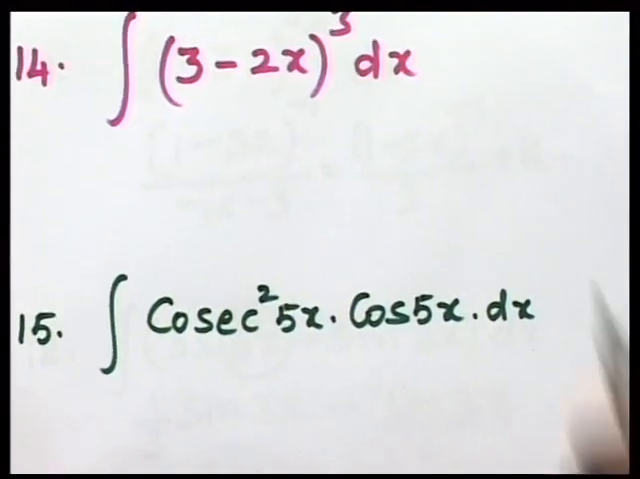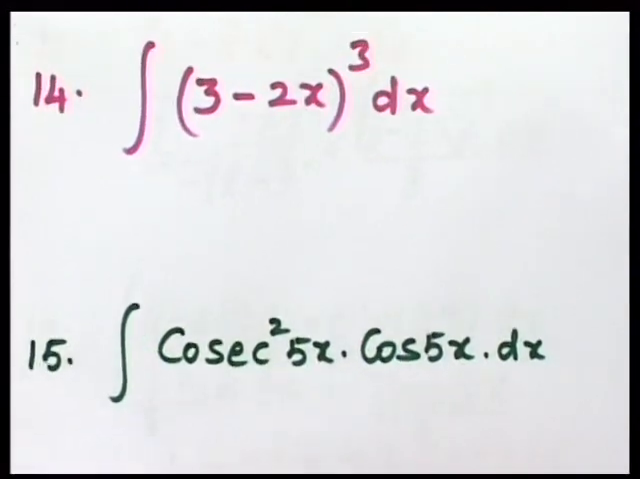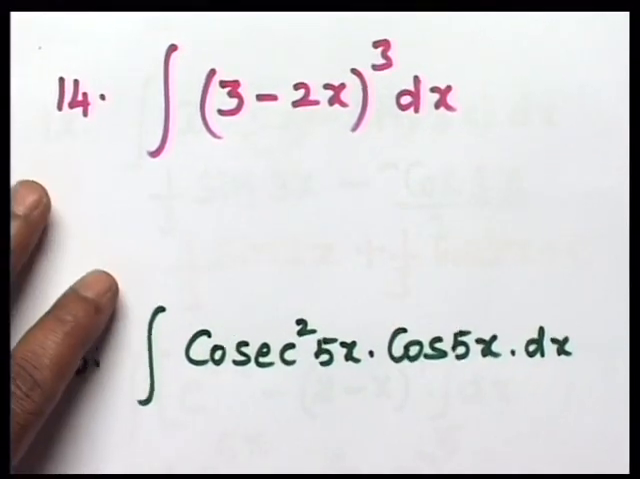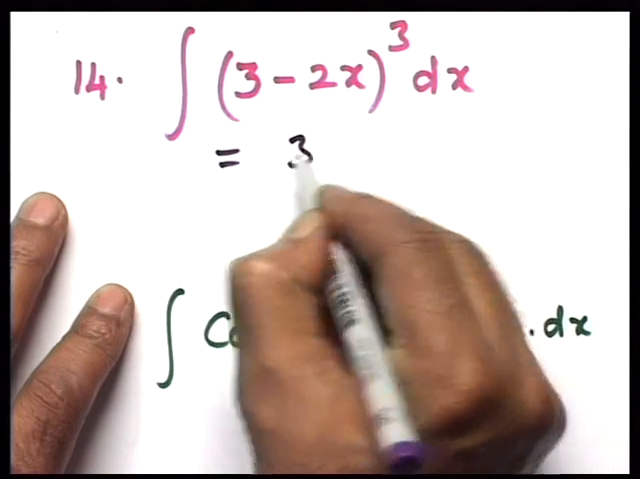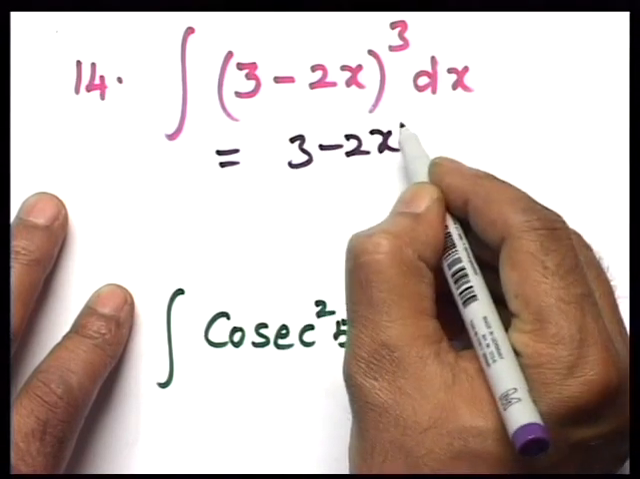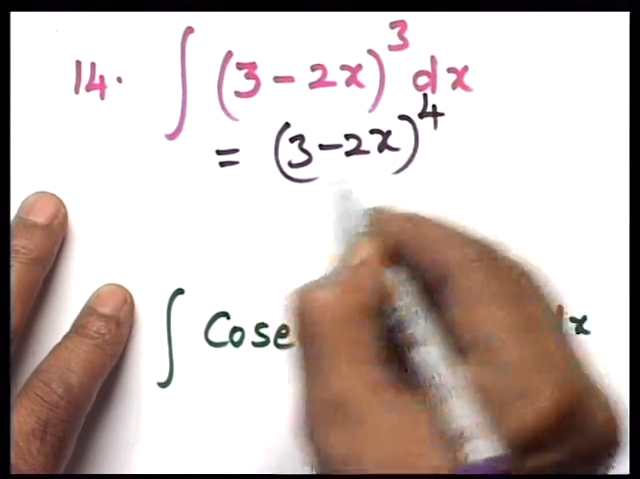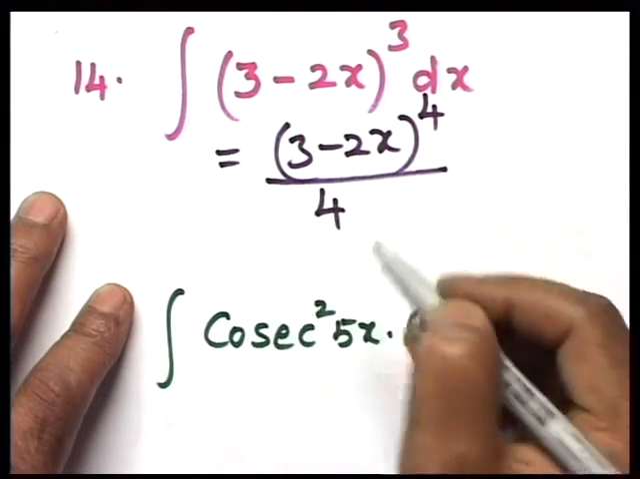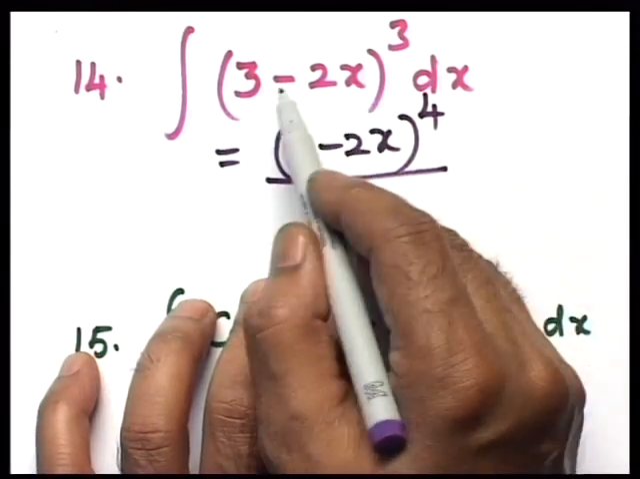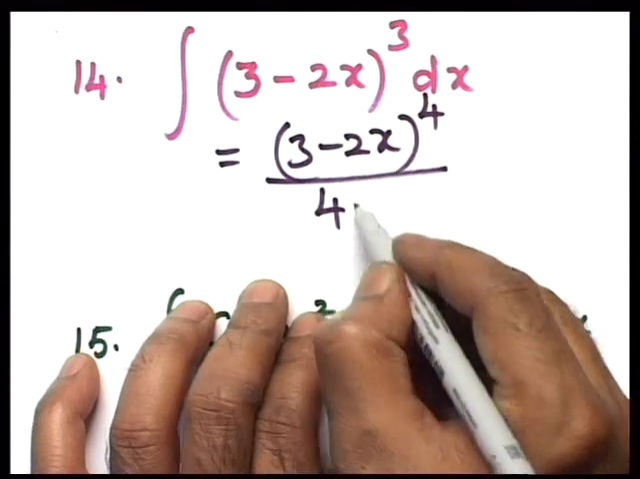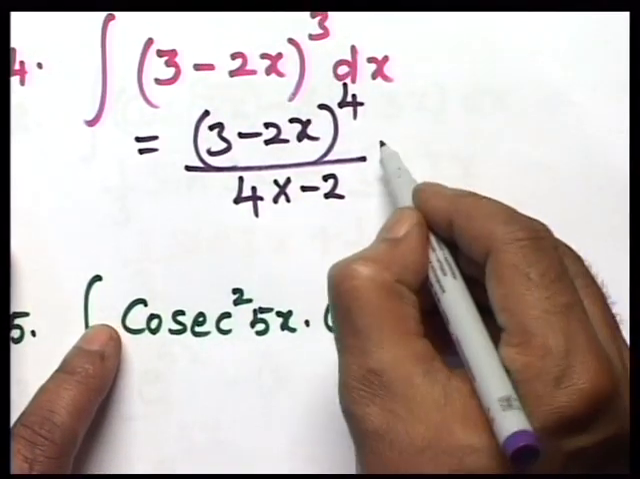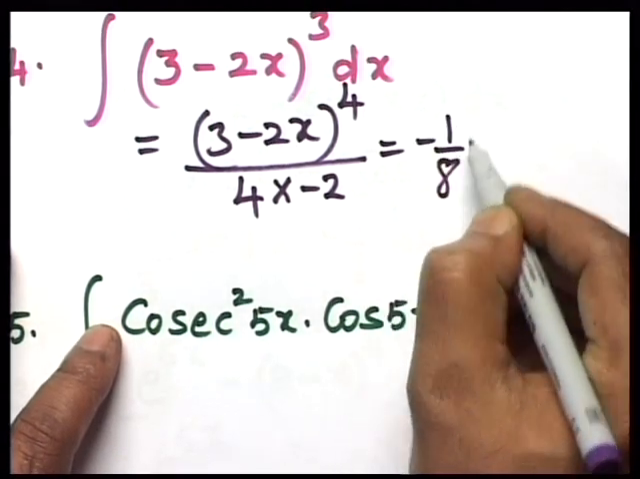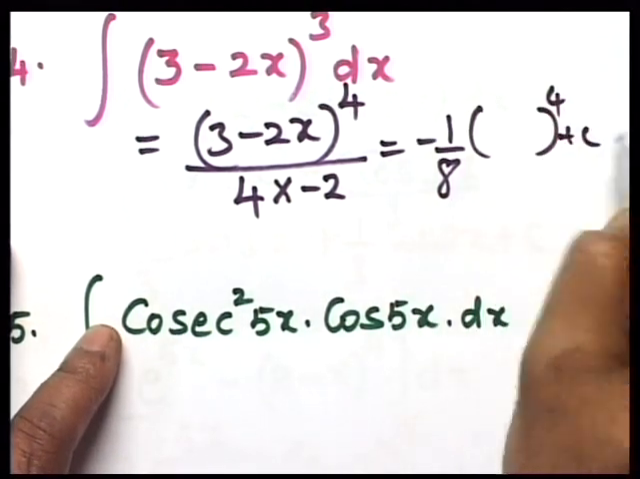Question 14 on the screen, try, right? Question 14, please, which is 3 minus 2x whole cube. This now looks very easy to us, right? 3 minus 2x, 3 plus 1, 4. Divide by 4, yes. Then differentiate the bracket, which is a minus 2, so times by minus 2 in the denominator. So that's an eighth, you all know, minus an eighth and bracket to the power 4 plus c, done.